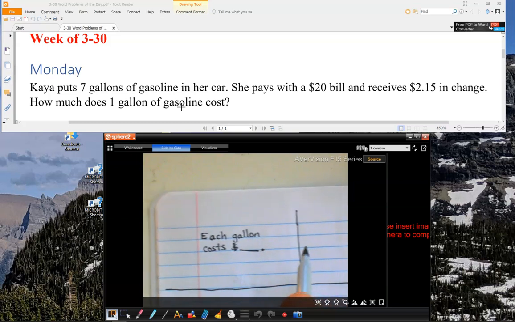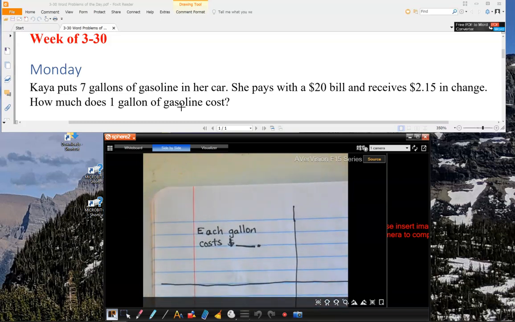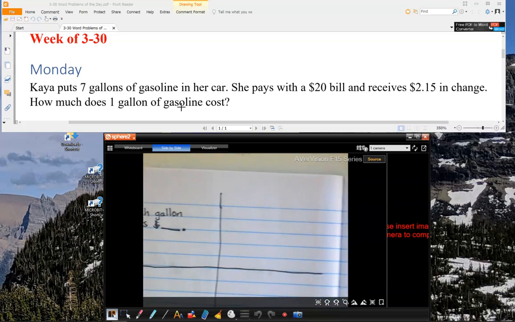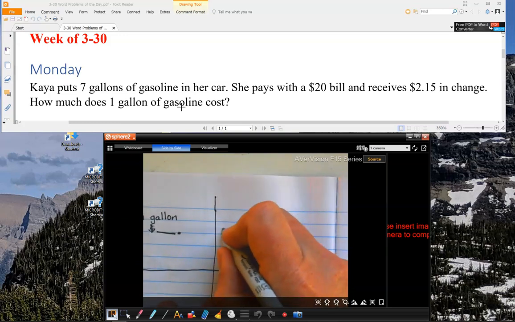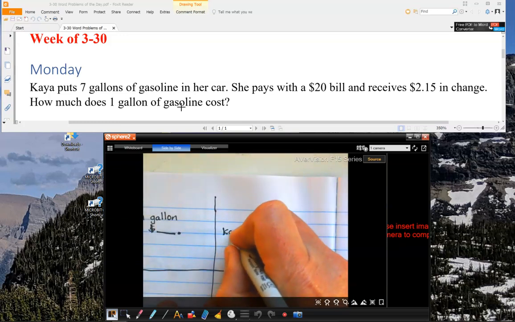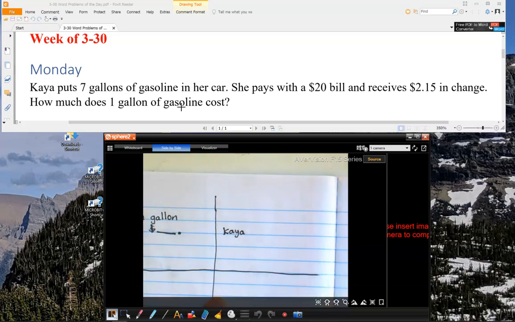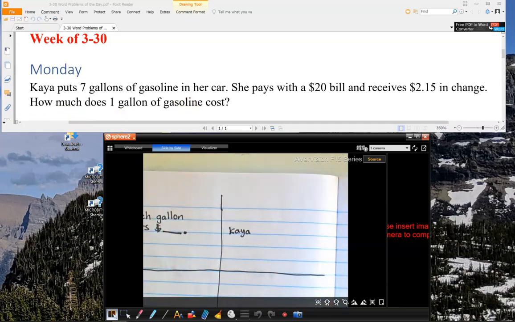Now the next thing I'm going to do is move over to my side for my model. I'm going to look at this and decide, well, I know it's about Kaya. I'm going to pause the video for a second. Think about who or what you think this is going to be about? Thanks for pausing the video and thinking about it. What I thought would probably be the best thing here is Kaya's gas money.